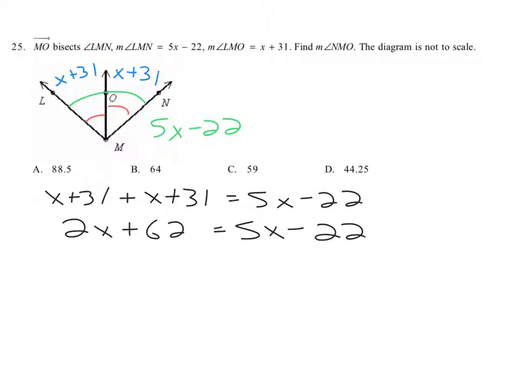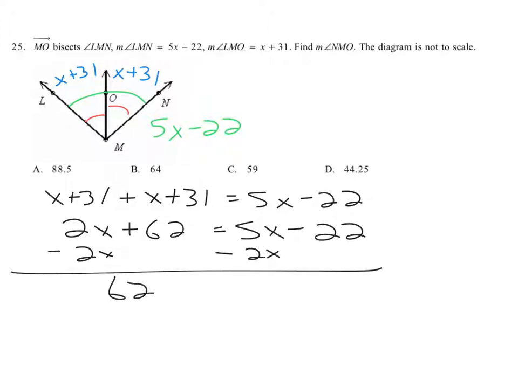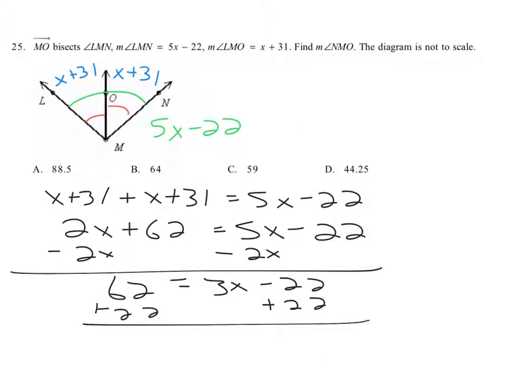Okay, and now we're just going to juggle stuff around. Minus 2x, minus 2x. 62 equals 3x minus 22, and let's add that 22 to both sides. And we get 84 equals 3x.